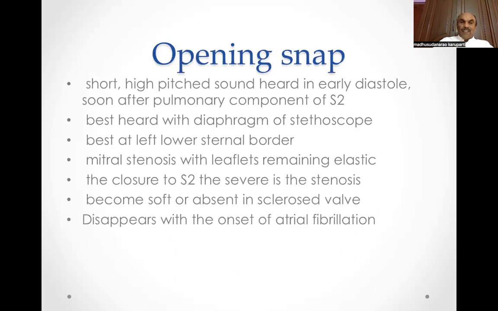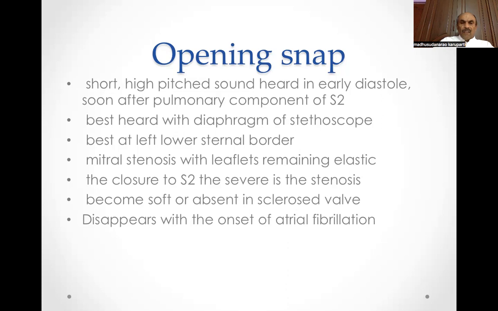Coming to the opening snap, it is a short, high-pitched sound heard in early diastole. It occurs soon after the pulmonary component of the second heart sound. Okay. Best heard with the diaphragm of the stethoscope just internal to the apex. It is heard in mitral stenosis when the leaflets are still pliable and elastic. The closer the opening snap to the second heart sound, the more severe is the mitral stenosis.